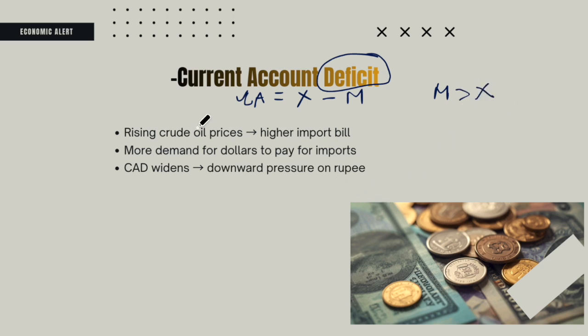So if the crude prices are rising, it leads to higher import bill, which means that our imports are greater than our exports. We need more dollars to pay for these imports, and the current account deficit widens. This leads to a downward pressure on rupee. Since the demand for dollars increases, as we saw in the previous graph, the demand curve is going to shift to the right and lead to a depreciation of the rupee.